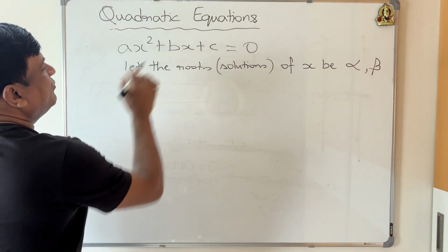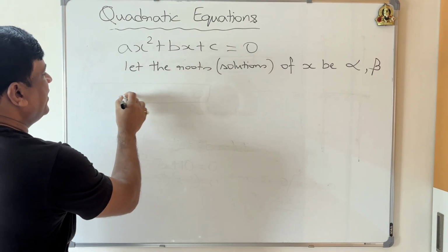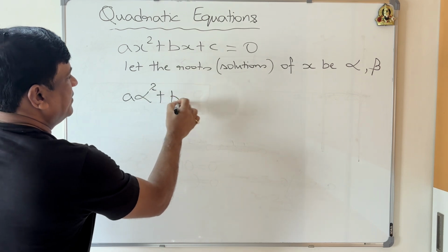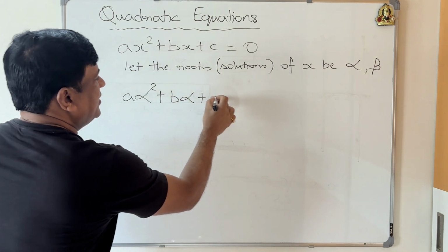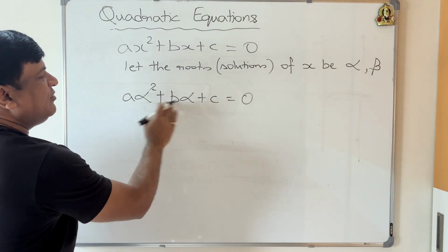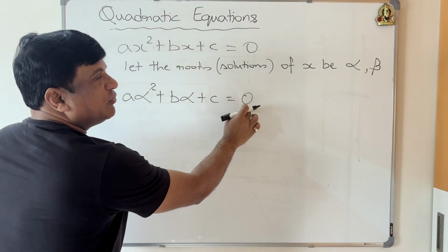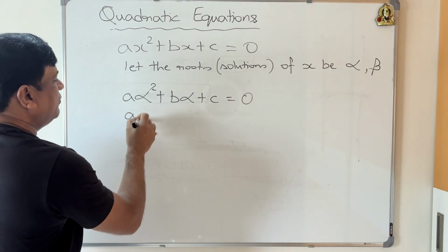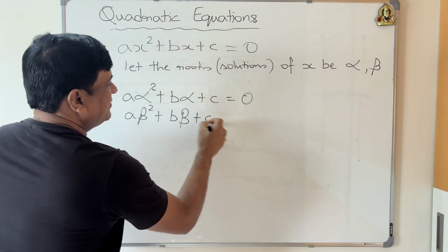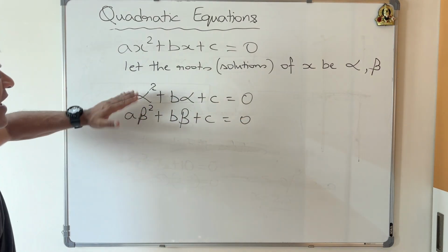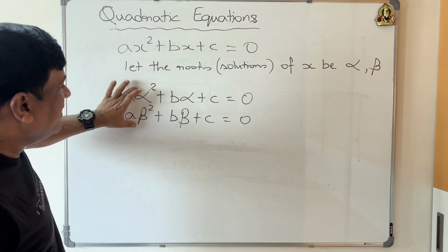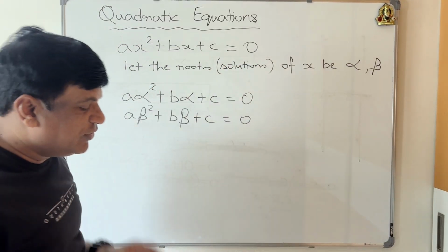So now what happens over here? If I put alpha in place of x, it should satisfy the equation. When I put the value of alpha over here, it should be equal to 0. Similarly, when I put beta over here, a beta square plus b times beta plus c equal to 0. Whatever solutions I get, alpha and beta, they should satisfy this equation. So those are the two distinct solutions.